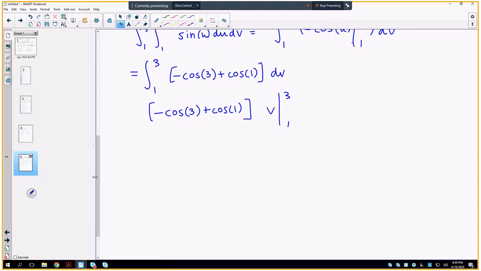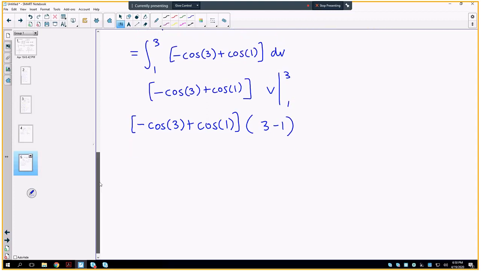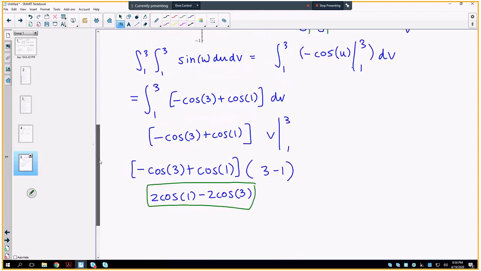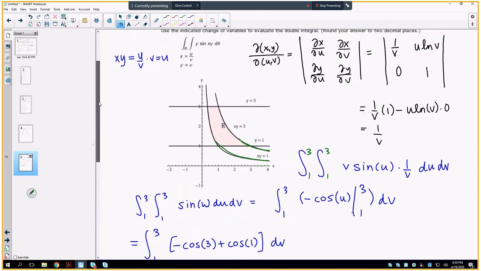So I got minus cosine of 3 plus cosine of 1, all of that times 3 minus 1, which is 2, of course. So 2 times cosine of 1 minus 2 times cosine of 3. Well, it looks like that's as good as we can get for integrating this function using the given substitution.